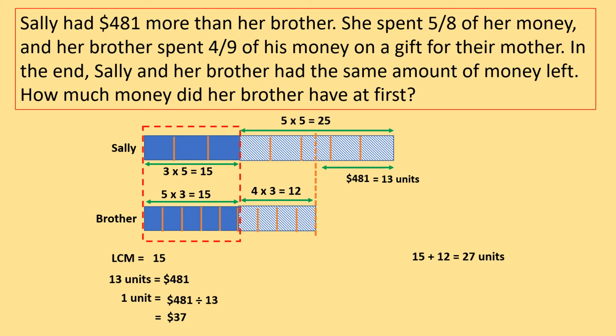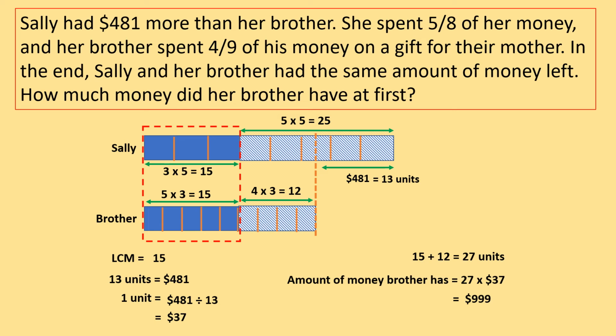So 15 units plus 12 units gives you 27 units, and 27 units is what he has. The thing is, do not get confused. Don't say it's 5 units and 4 units and you multiply it by 37. No, it will actually be 15 plus 12, 27 units. You multiply it by $37 because every unit is $37.